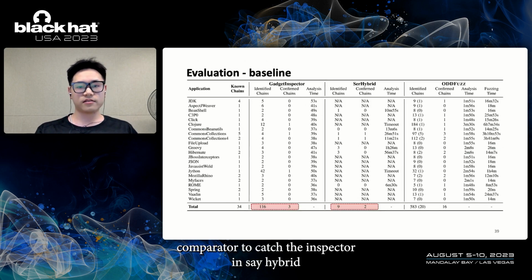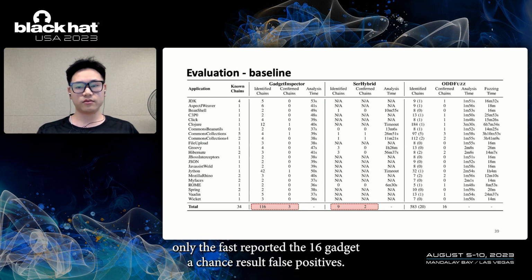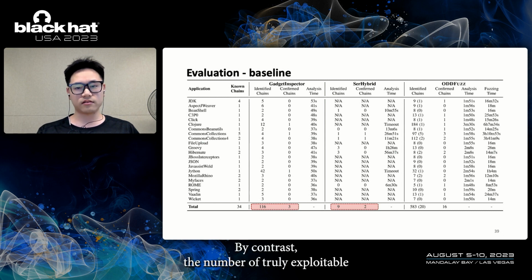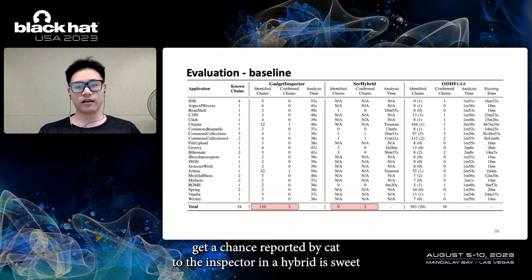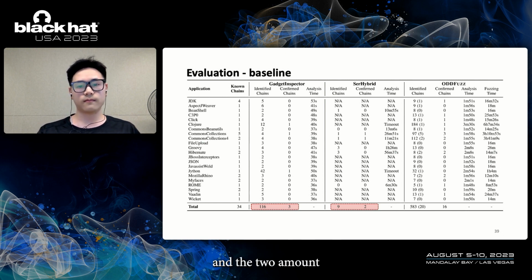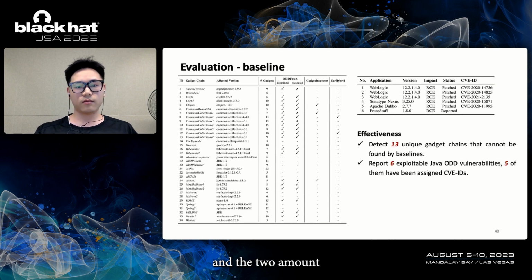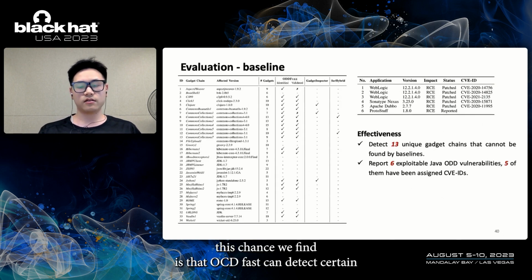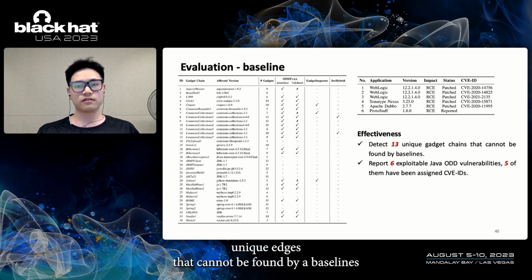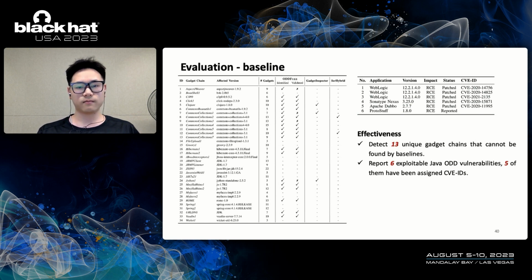Compared to Gadget Inspector and Serianalyzer, ODDFuzz reported 16 gadget chains without false positives. By contrast, the number of truly exploitable gadget chains reported by Gadget Inspector and Serianalyzer is 3 and 2. Among these chains, we find that ODDFuzz can detect certain unique gadget chains that cannot be found by baselines.